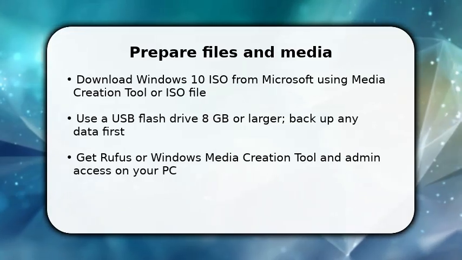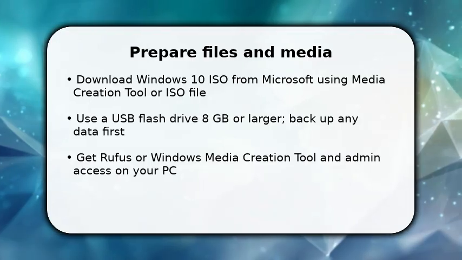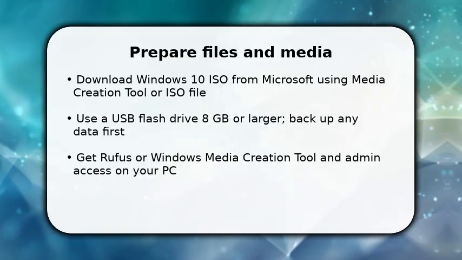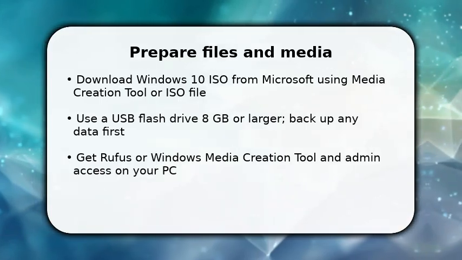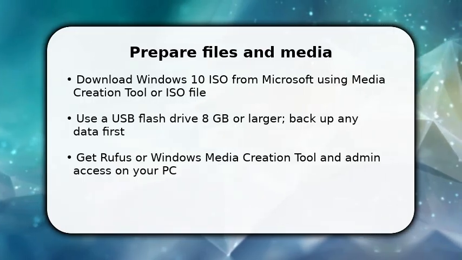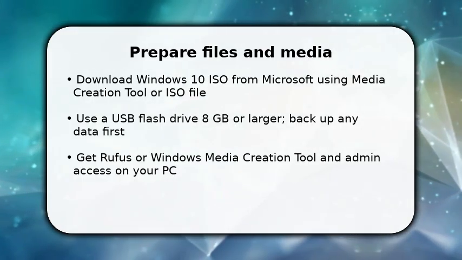You start by getting the ISO and the correct USB. This is essential because corrupt media wastes time. Download the official Windows 10 ISO or run the Media Creation tool and plug in an 8 GB plus flash drive. Make sure you've backed up any files on the USB.